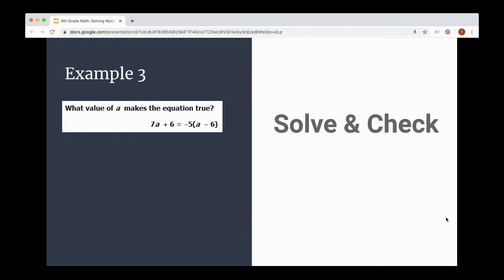We've got one more example here for today. It asks what value of a makes the equation true. So we have 7a plus 6 equals negative 5 times the quantity of a minus 6. Go ahead and pause your video here and take a moment to solve and check your work before you move on to check the solution.